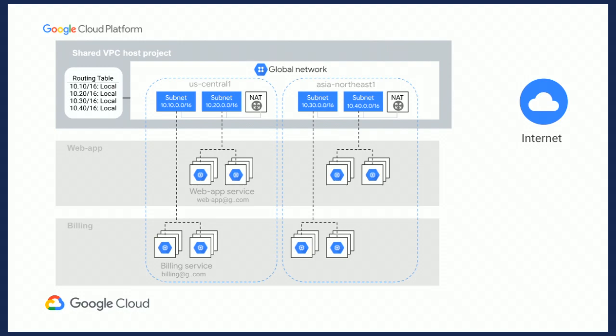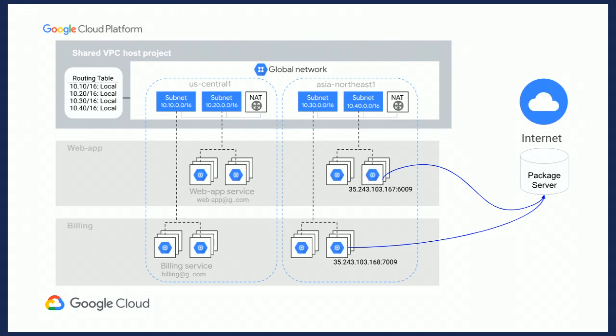So NAT configuration can also be done in the shared VPC host project. Let's imagine that you have a package server on the internet that you would like to download packages from onto your VM machines in order for them to bootstrap. Once you configure the NAT configuration in the shared VPC host project, all the VMs in all the service projects in that region will be able to access the package server or other things on the internet using the IP addresses that are now managed by that NAT gateway.